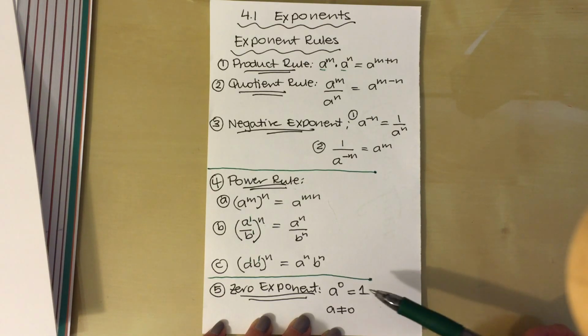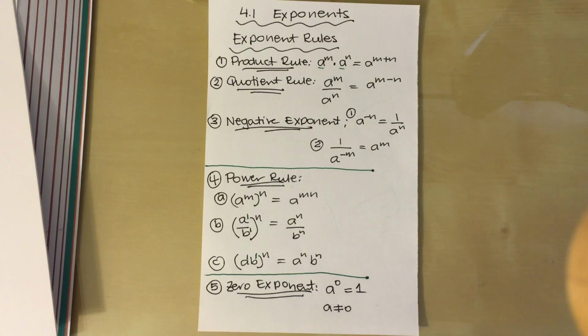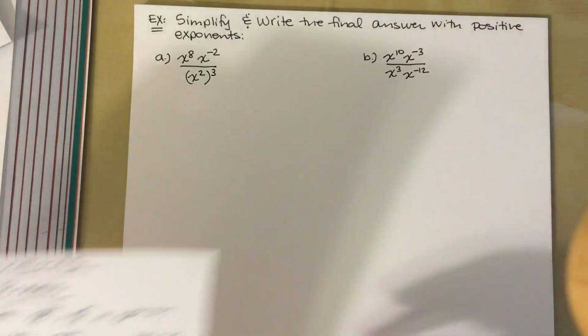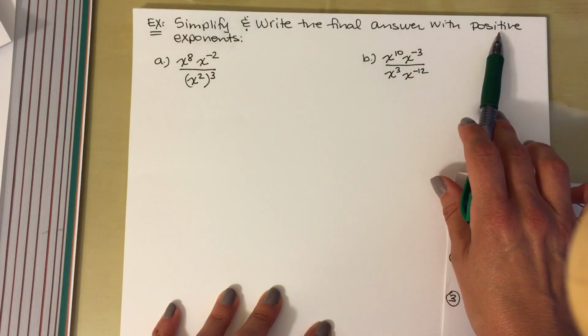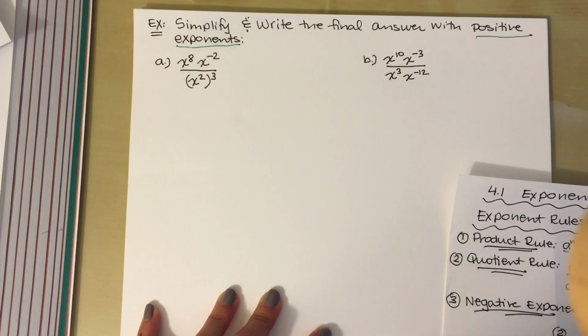And our last rule is our 0 exponent rule. A to the 0 is equal to 1 as long as your base a is not 0. So let's take a look at some examples. What we want to do is simplify and write the final answer with positive exponents. The same directions you'll see for your test.